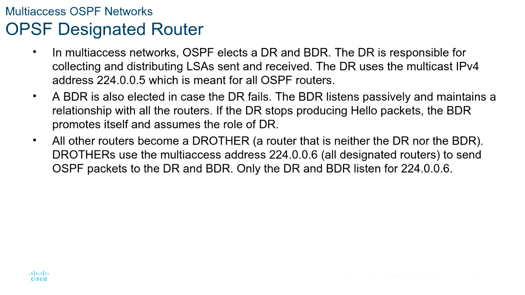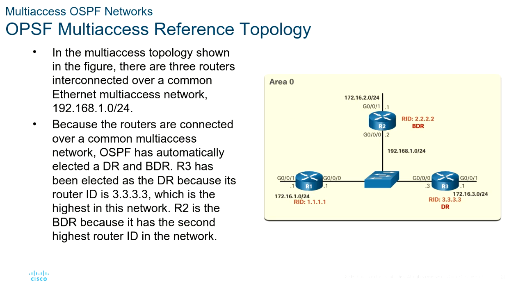And they use a multicast address. That's wrong here. This says multi-access. It should say multicast address 224.0.0.6 to send back and forth to the designated router. And silently in the background, the backup designated router is hanging around waiting for a palace coup so he can take over and become the DR.